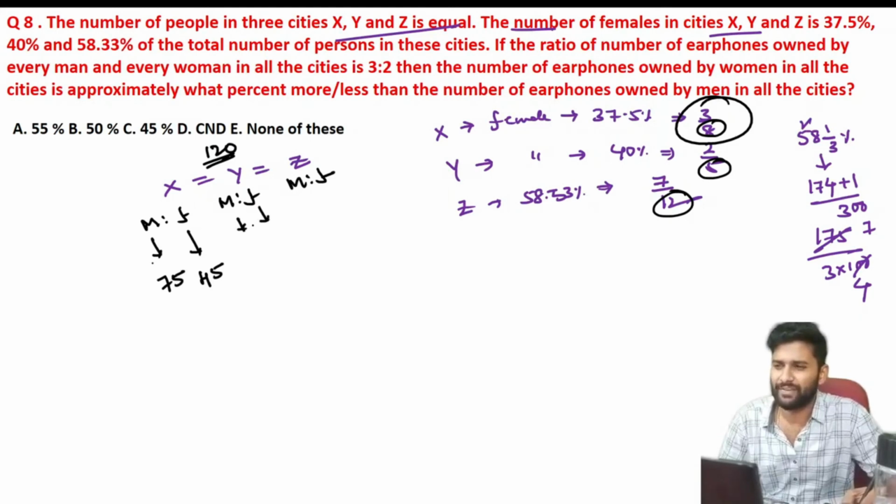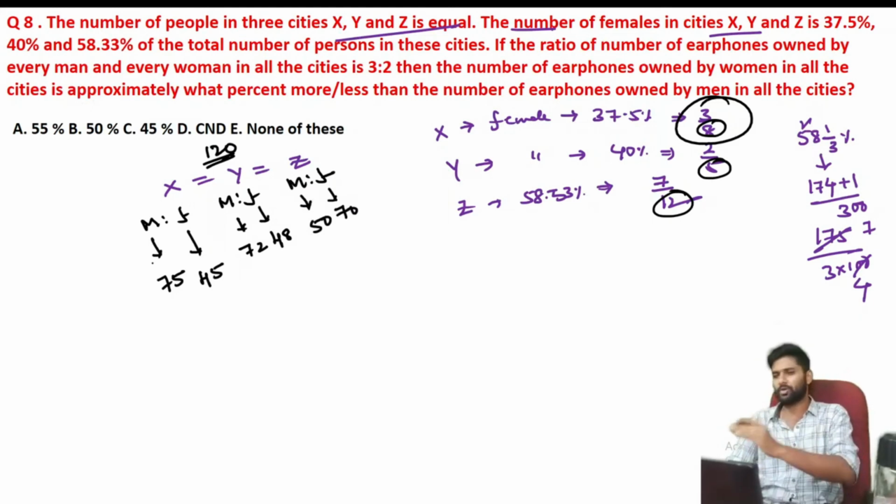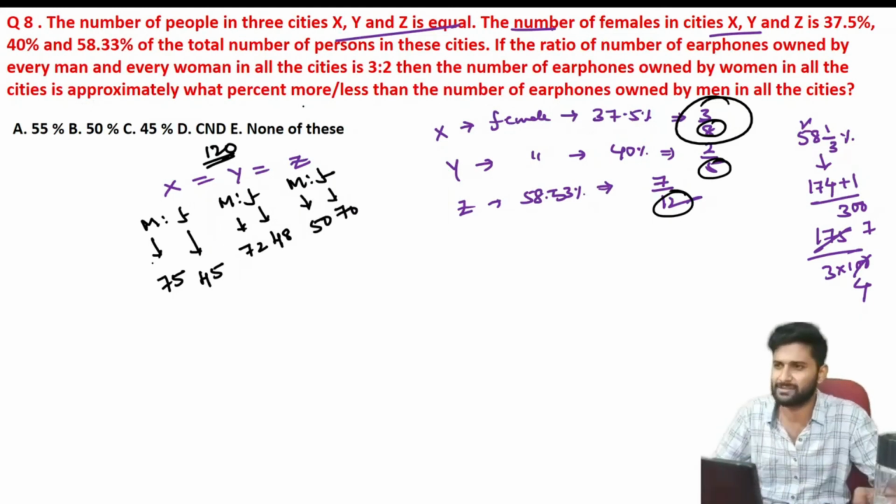Now again 2 by 5. 2 by 5 means 48 people here, 72 people here. Next one, 7 by 12. So 70 female and 50 male. So in this way, try to split how many male persons and female persons.